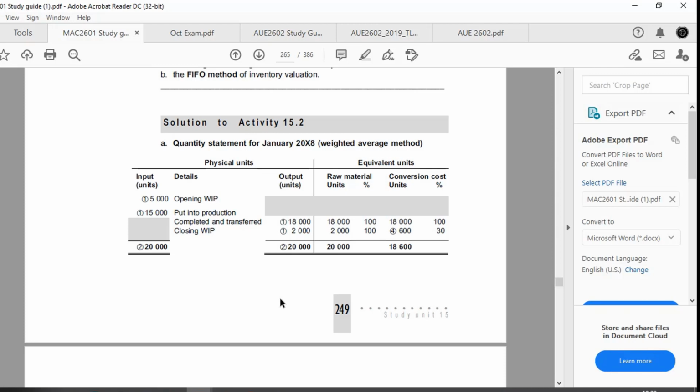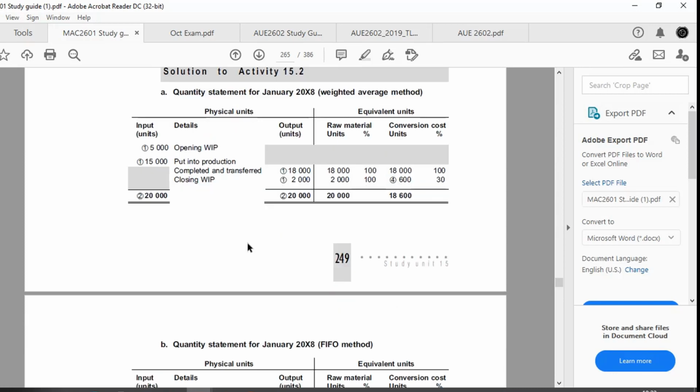And then sometimes I get confused with the raw material because my thinking with the opening inventory is that we added the raw material at the beginning with the opening. So in this case, when we take it from the opening inventory, then raw material will be 0. I'm just thinking.